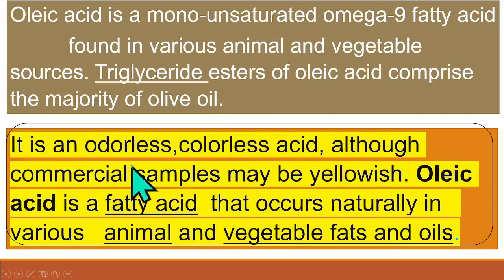Oleic acid is an odorless, colorless acid, although commercial samples may be yellow, it is actually pure. Oleic acid is a fatty acid that occurs naturally in various animal and vegetable fats and oils. What are vegetable fats? Vegetable fats contain more saturated fatty acids and are solid at room temperature. Oils contain balanced saturated and unsaturated fatty acids and remain liquid at ambient temperature.